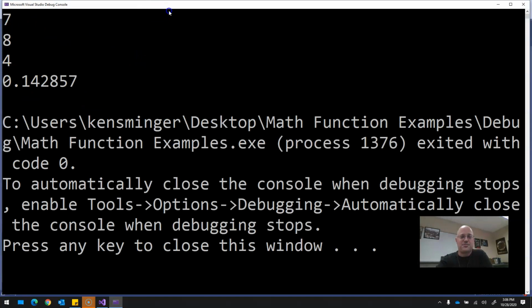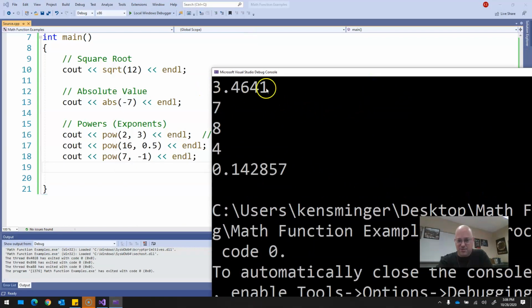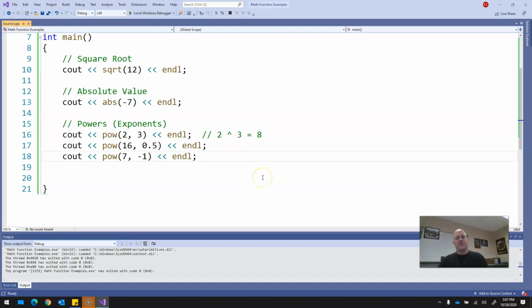there are some of the answers. And of course, let's compare and contrast here. So there's the square root of 12, 3.4611, absolute value 7, 2 to the 3rd is 8, 16 to 1/2 is the square root of 16, it's 4, and then 1/7 is 0.142857. So the pow command is very versatile in what it can do with everything it can do from math class. The sine, cosine, and tangent.